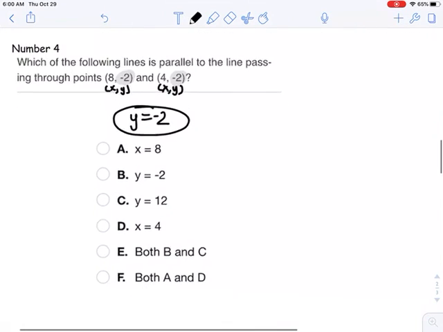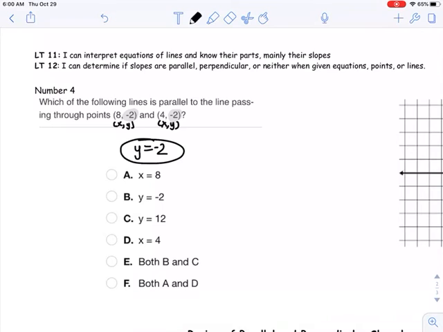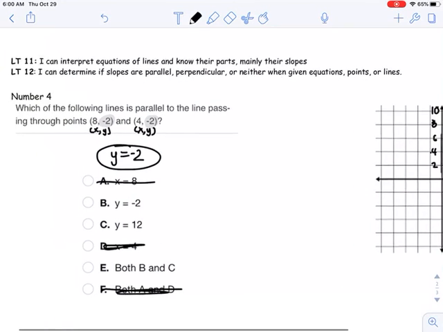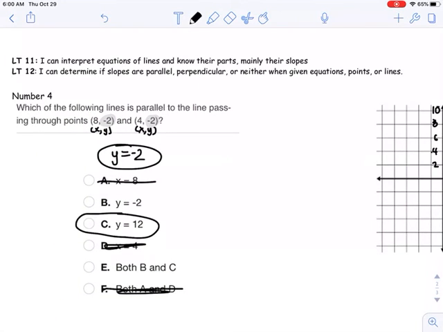All right, so which of the following lines is parallel to the line passing through points 8, negative 2 and 4, negative 2? Well, it's not going to be x equals, so I can get rid of those. Now y equals negative 2, that's the line. A line's not parallel to itself, so just y equals 12. All right, y equals 12. So you can do it by just looking at it.